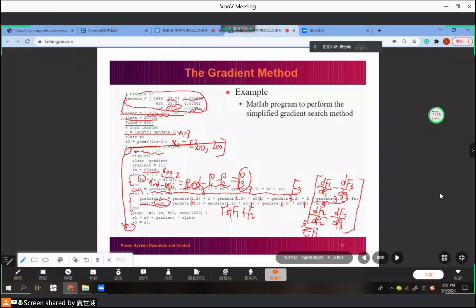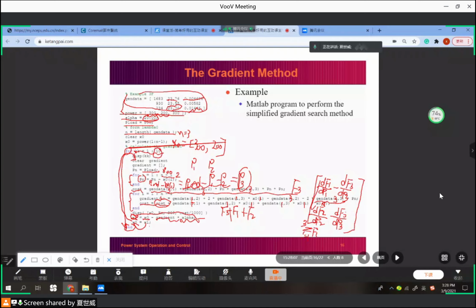Next is to update: x1 equals x0, which is p1, p2, minus gradient, which you see here, multiplied by alpha, which is 20. So you update x. Next, you use x1 and x0 to repeat this loop. How many iterations for this?